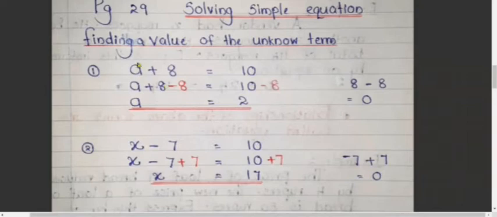Children, this is plus 8. You are going to omit plus 8. Then you have to write minus 8. Then the 8 minus 8 will be 0. Then what is remaining in the left side? A. What did you do to the left side? Minus 8. Then you have to do the same thing to the right side, minus 8. 10 minus 8 will be 2. What is the value of A? 2.